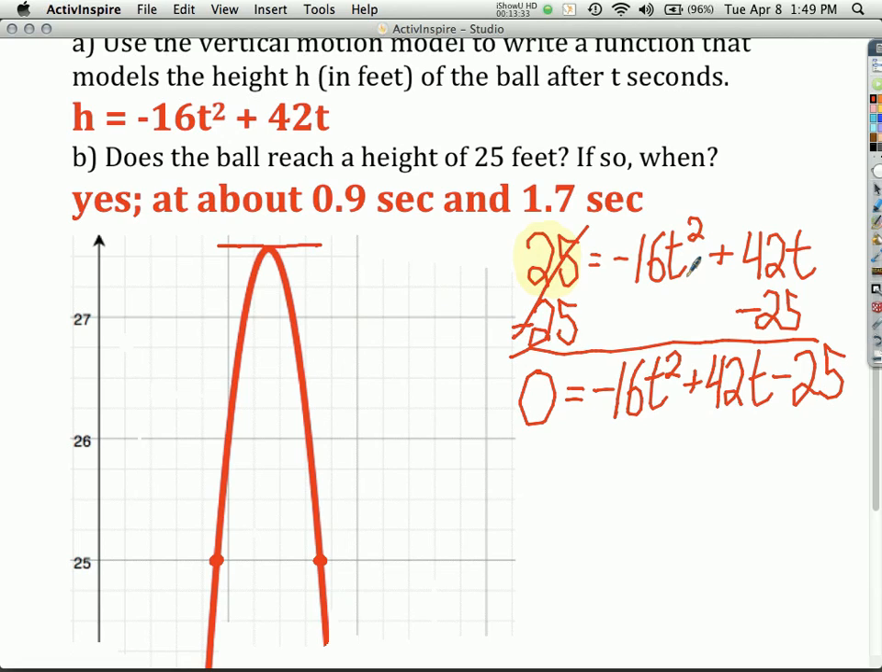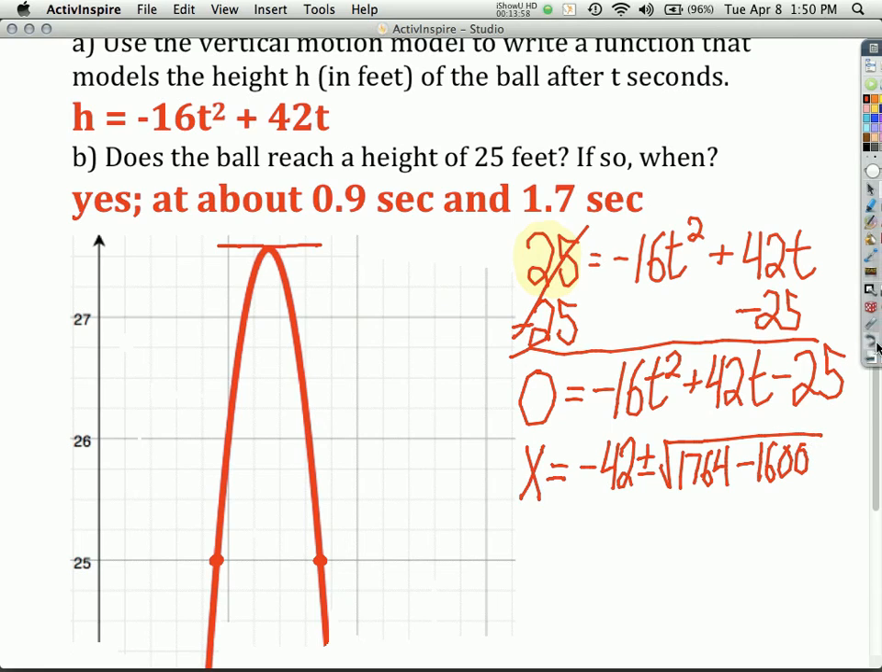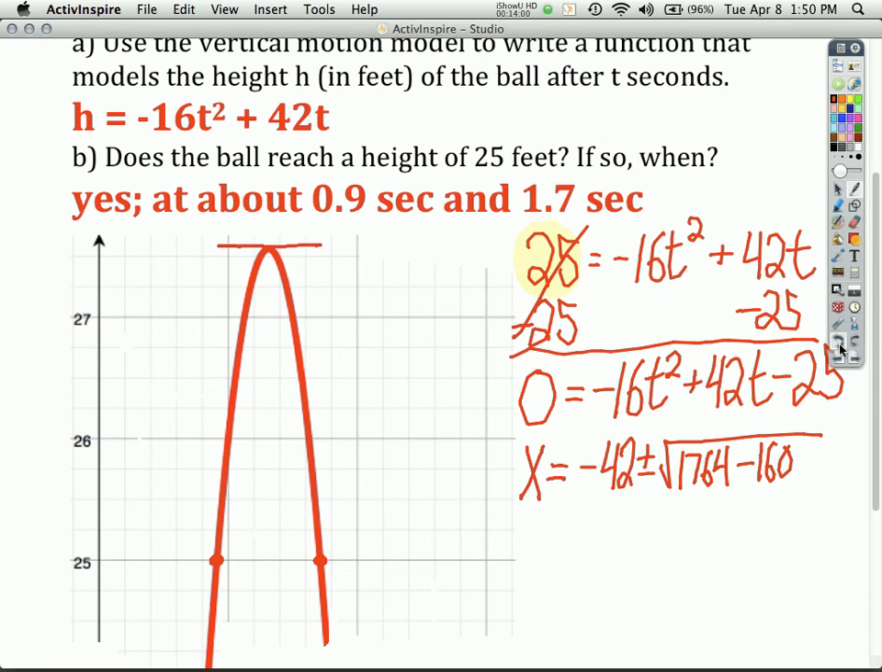Now Nathaniel was correct. We are going to plug this into the quadratic formula. X equals negative 42 plus or minus the square root of, and when you simplify all of it, you end up with 1,764 minus 1,600. When you do that subtraction, it comes out to 164.